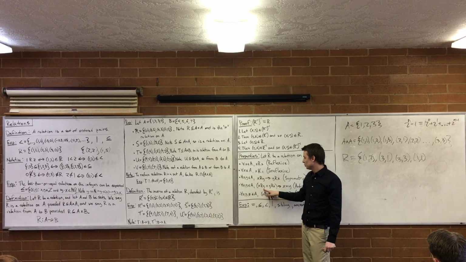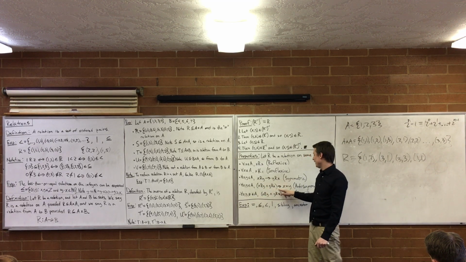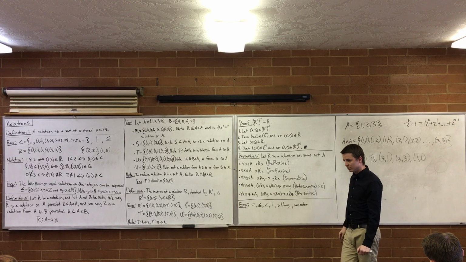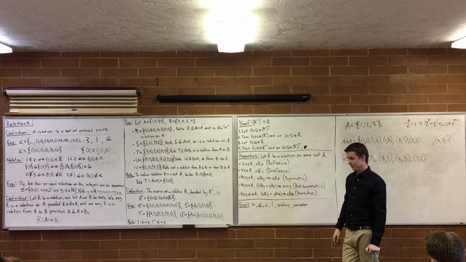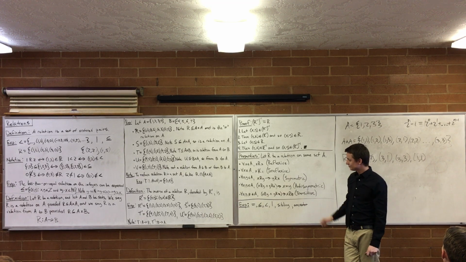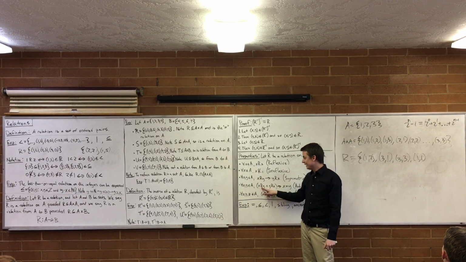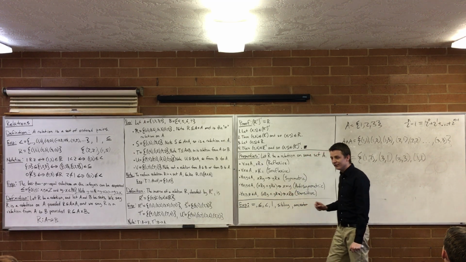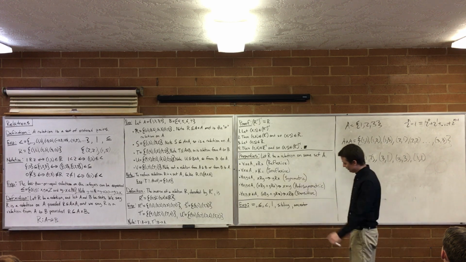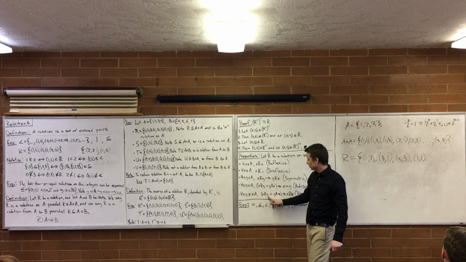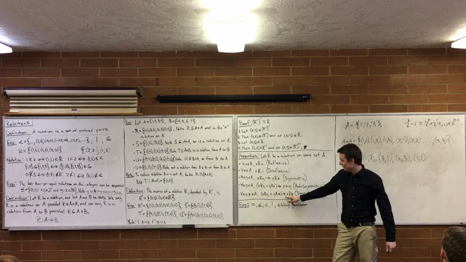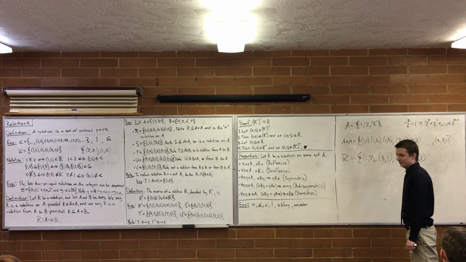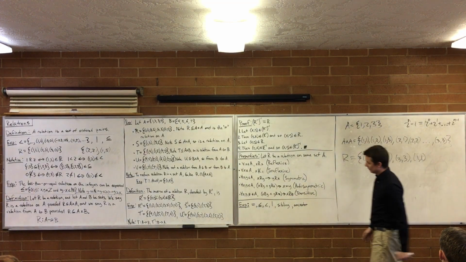If x is less than or equal to y, and y is less than or equal to x, is x equal to y? How can they both be less than each other? If x is less than or equal to y, and y is less than or equal to x, then yeah, x is equal to y. Yes. So let's get this. And finally, if x is less than or equal to y, and y is less than or equal to z, is x less than or equal to z? Yeah, so it's transitive.